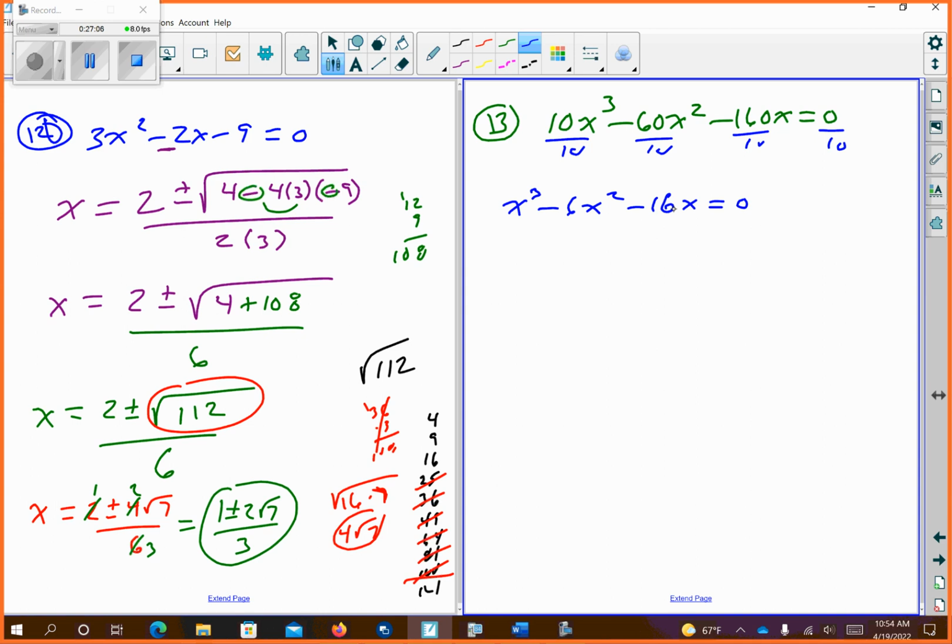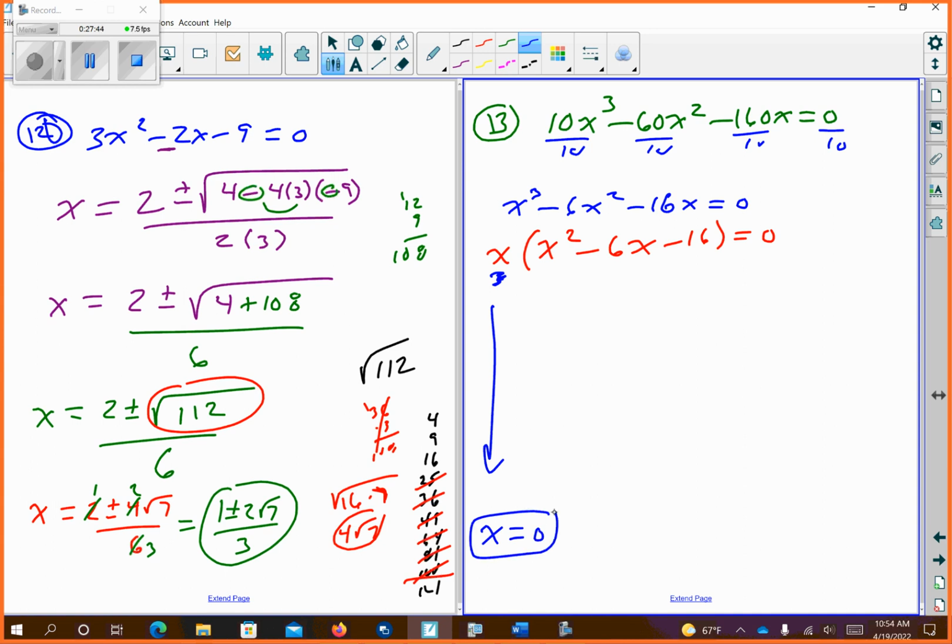Okay. What should I do next? What do you think? Factor out an x. If I factor an x out of x to the third, I'm left with x squared. If I factor an x out of negative 6x squared, I'm left with negative 6x. If I factor an x out of negative 16x, I'm left with a negative 16. Okay, so what can you guarantee this answer is here? 0. X equals 0. There's one answer.